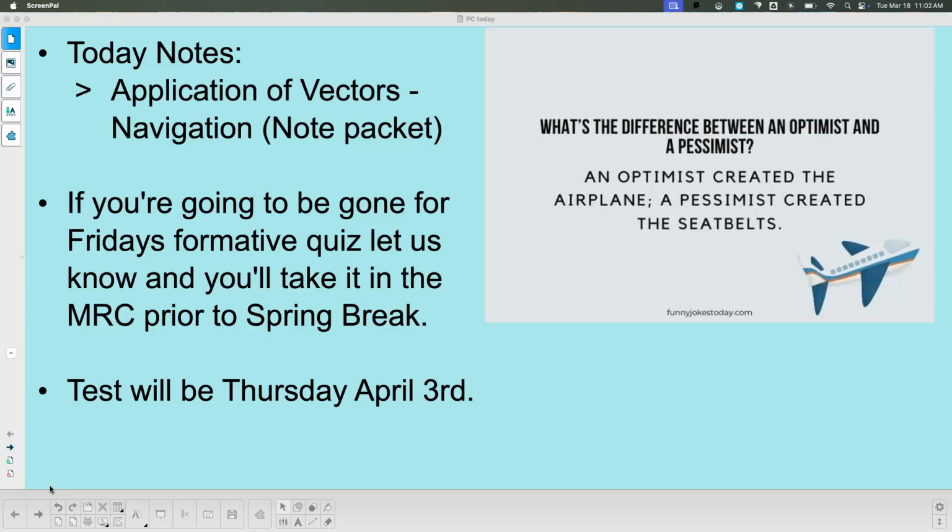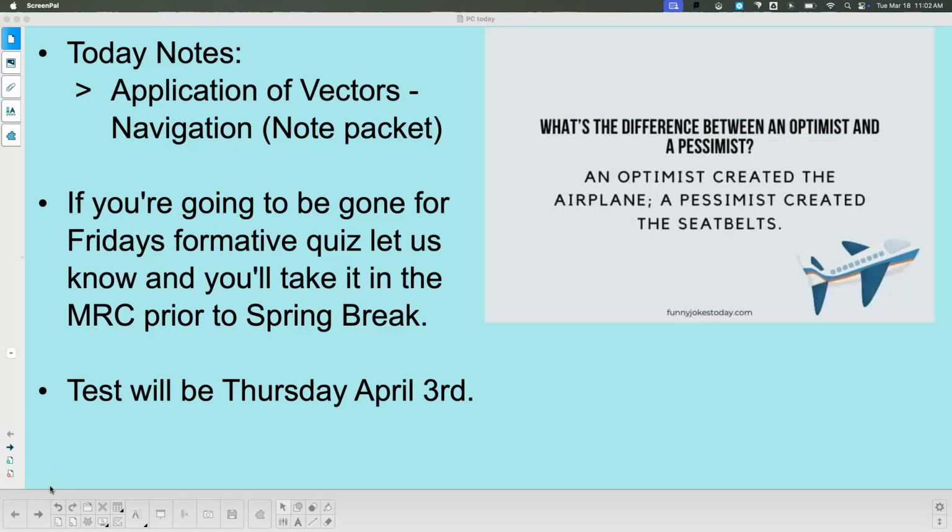And then this week, Friday, we're going to take the formative. If you are going to leave early for spring break, make sure that you let us know so we can get a copy of that formative in the resource center for you, so you can take it this week. I wouldn't take it today because there is a vector navigation problem on it. So I would wait until Wednesday afternoon or Thursday to take it. That's just me, crazy like that.